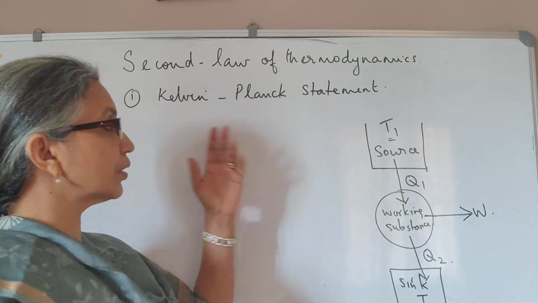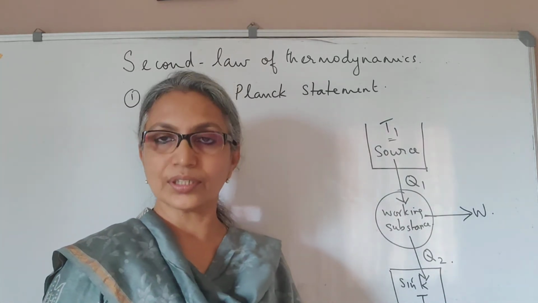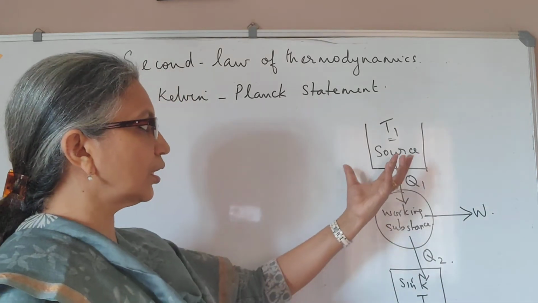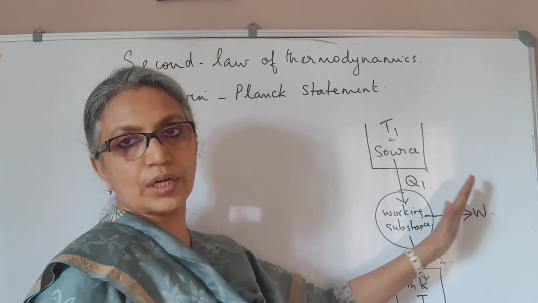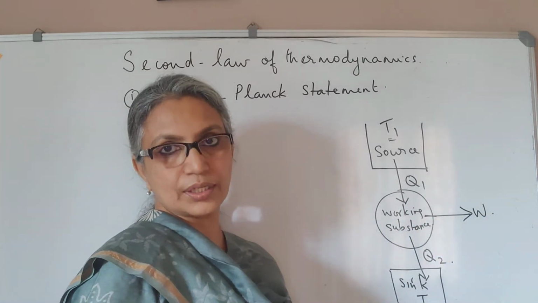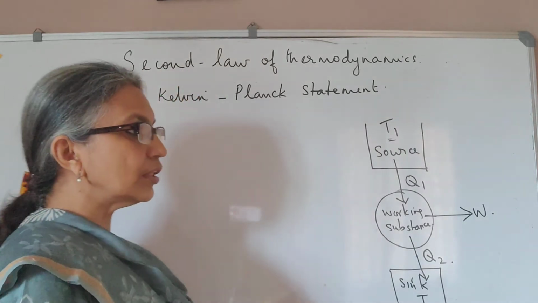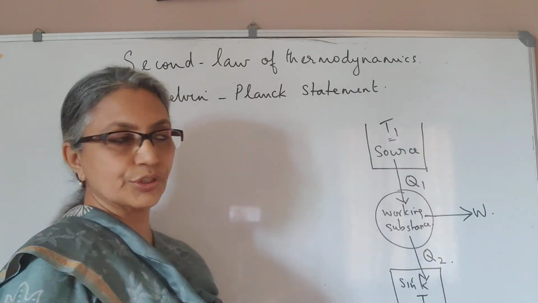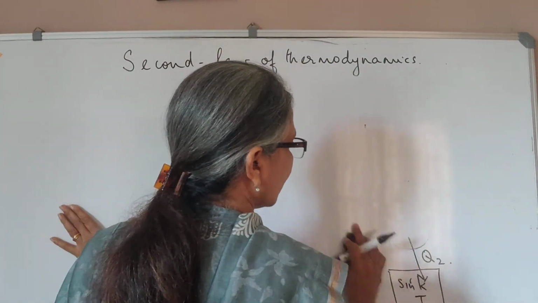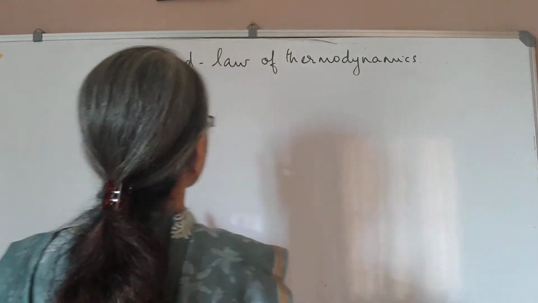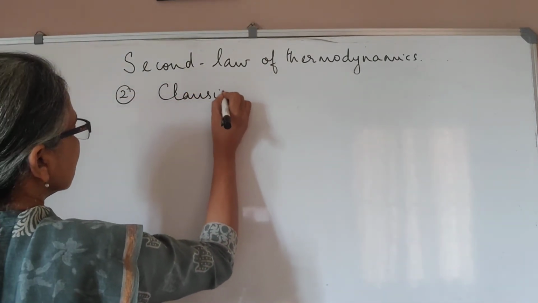So the Kelvin-Planck statement states that it is not possible to construct a device which absorbs heat from the source and converts that heat completely into work without rejecting anything into the environment. This is Kelvin-Planck's statement, which gives a limit to the efficiency of a heat engine. The second statement of the second law of thermodynamics is the Clausius statement.